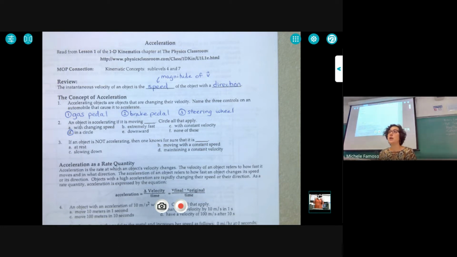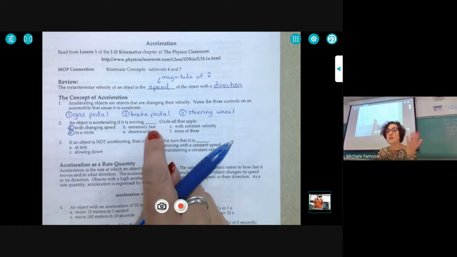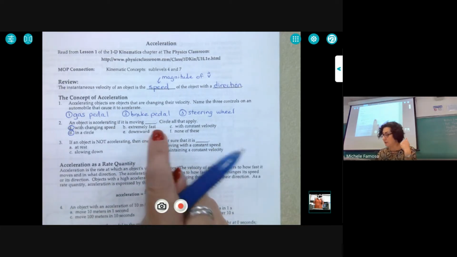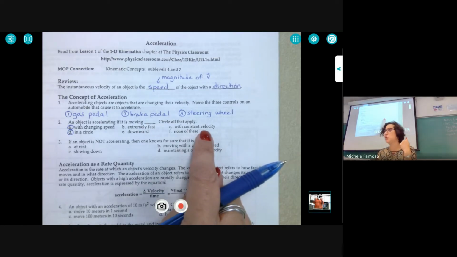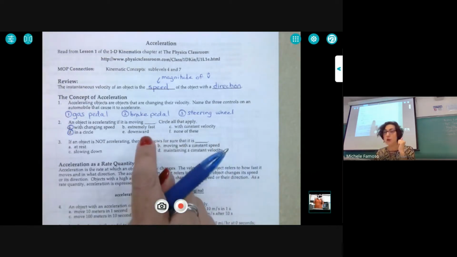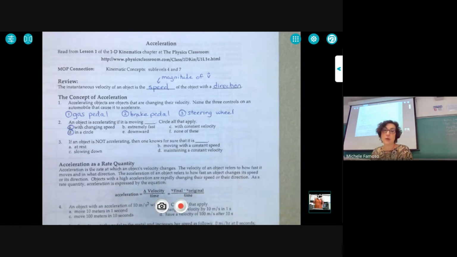There is another one to circle. Nick? A, that's right. That's your speeding up or slowing down, changing speed. Those are the only 2. Going extremely fast, we talked about why that would be incorrect. Constant velocity. If you have a constant velocity, is your velocity changing over time? No. And that's what an acceleration is, a change in your velocity over time. If you're headed downward, it doesn't mean your speed is changing and you're not changing your direction. And F, of course, would not be correct because A and D are selected.